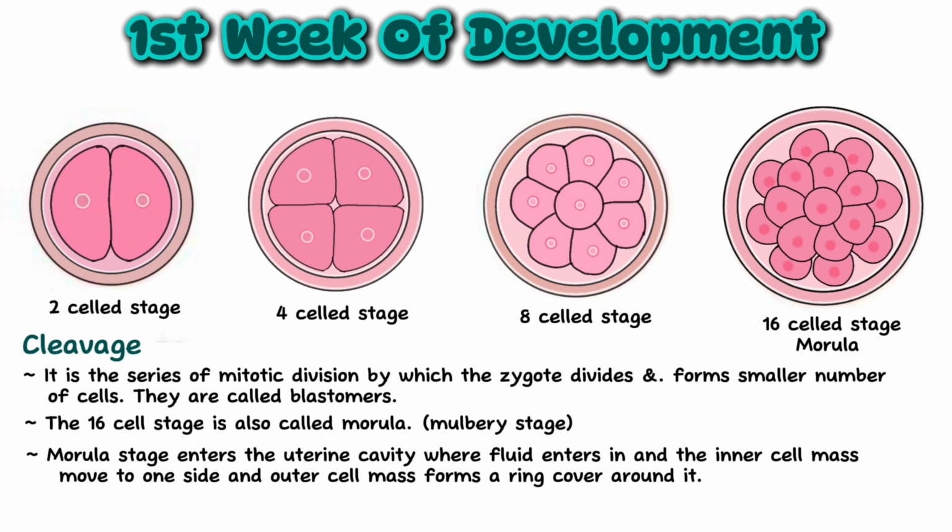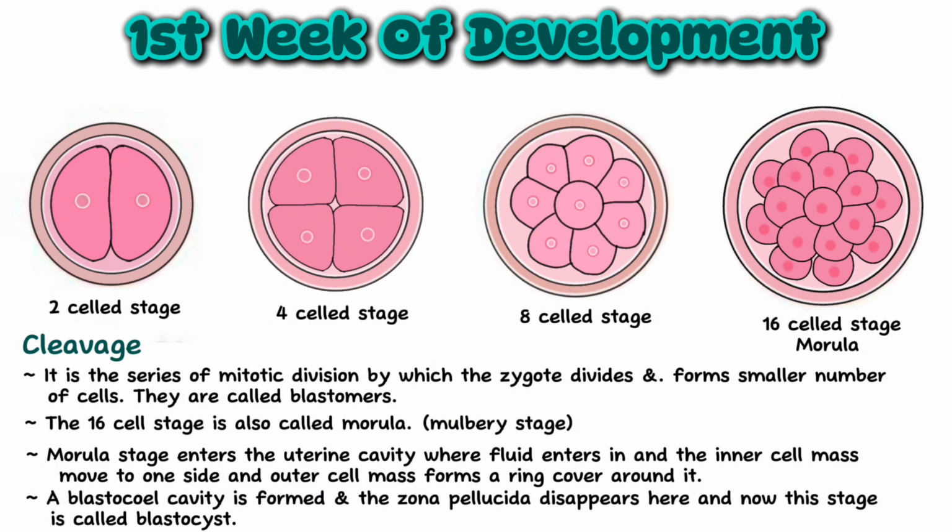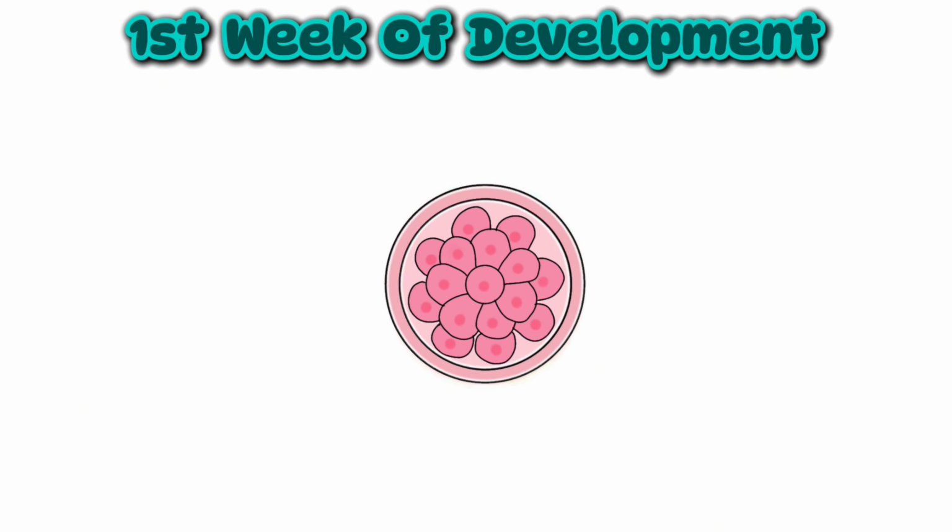Morula stage enters into the uterine cavity where the fluid from the uterus, which is also called uterine milk, enters inside and the inner cell mass moves to one side and the outer cell mass forms a ring around it. After the entry of the fluid, a blastocele cavity is formed and the zona pellucida disappears, and now this stage is called blastocyst. Now once again, let's see what happens to the morula inside the uterus in this small animation.